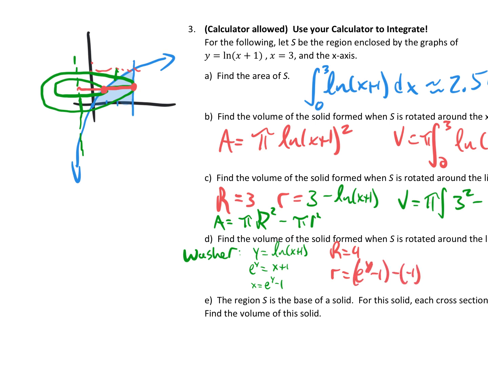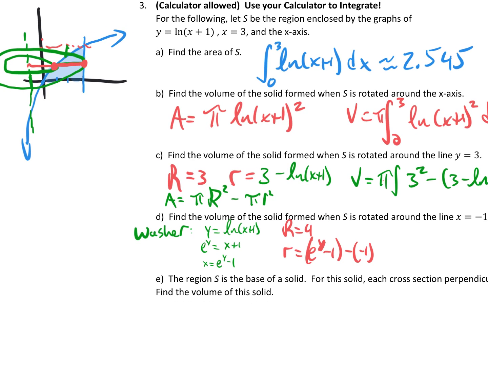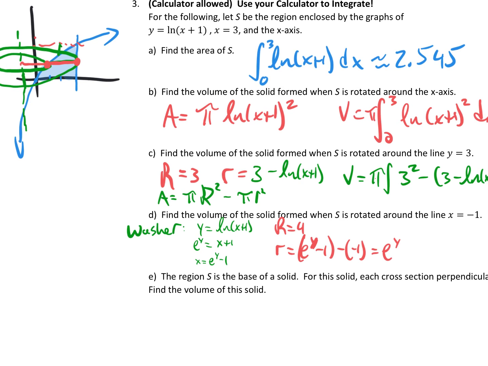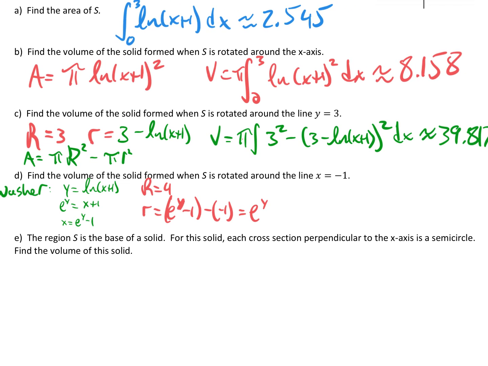minus -1. Okay, and well, that's going to simplify out. So that -1 plus 1 is going to be e to the y. All right, that turns out pretty nice and easy. So the area is pi times big R squared minus pi times little r squared. And now we'll go ahead and find the volume by integrating that.